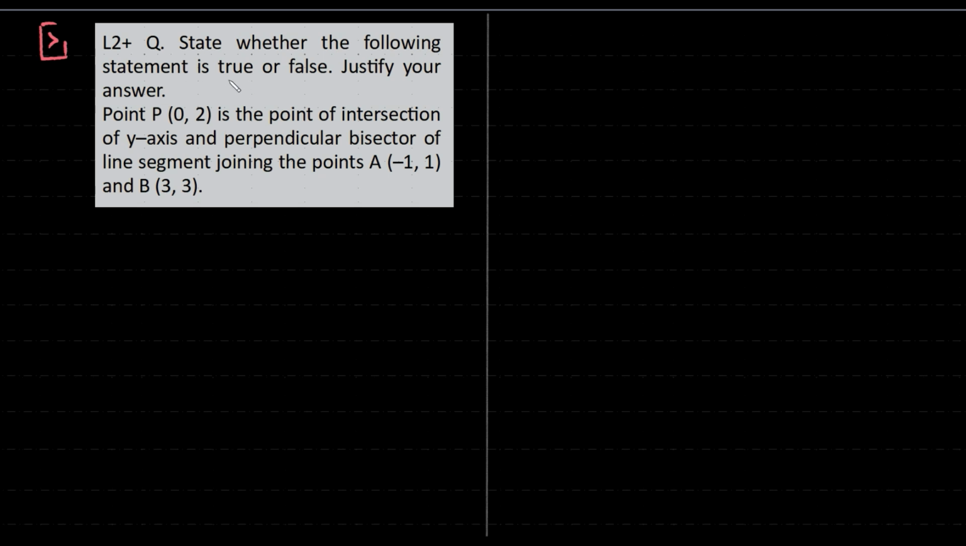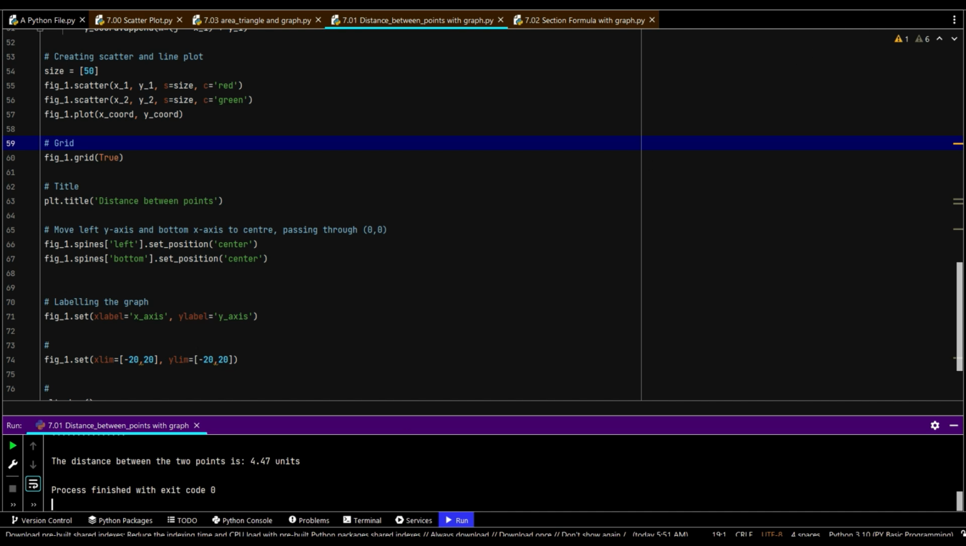State whether the following statement is true or false. Justify your answer. Point P is a point of intersection of y-axis and the perpendicular bisector of the line segment joining the point A and B. So let us understand this with the graph.